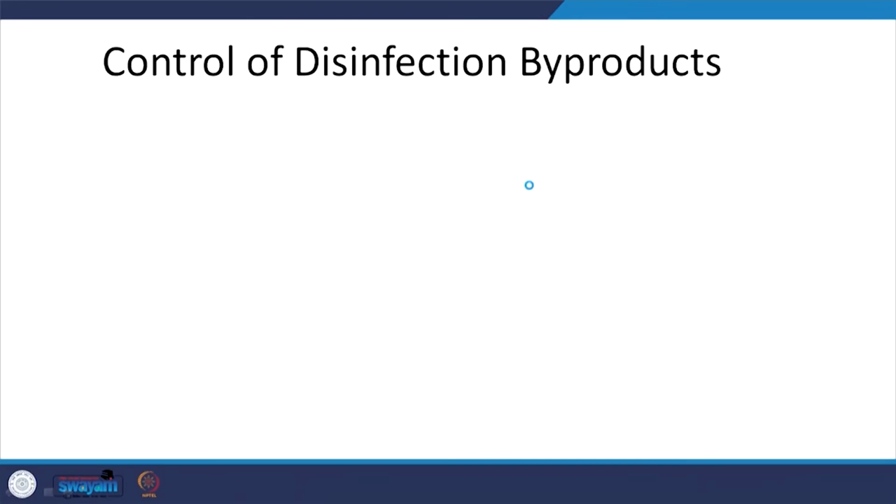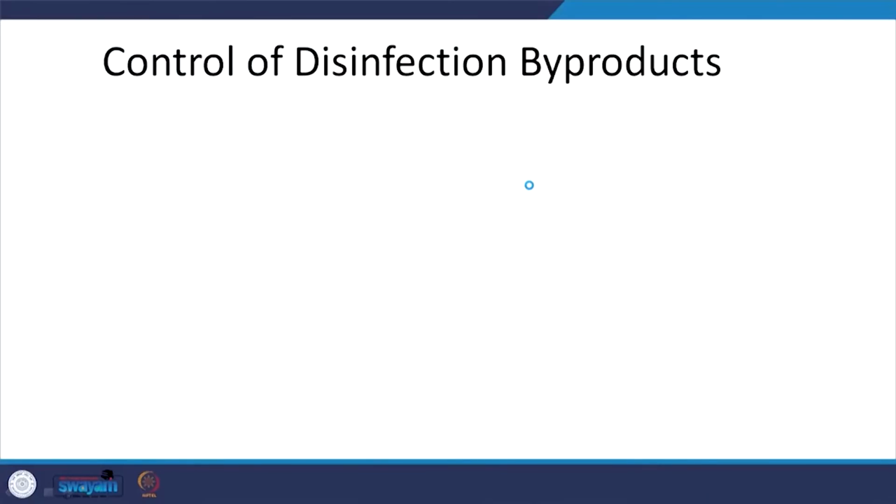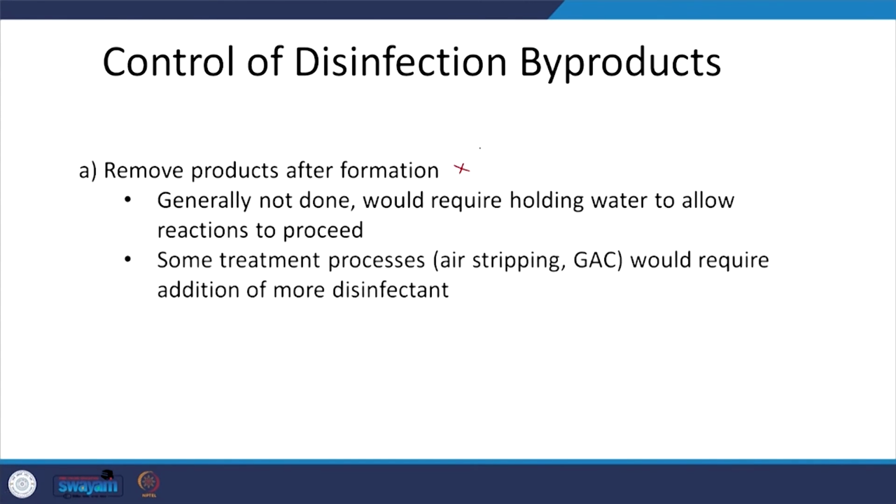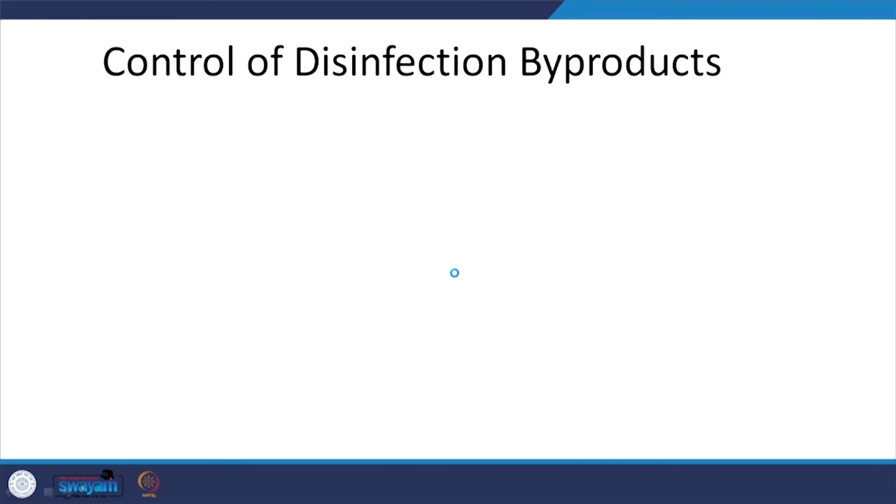So, control of DBPs. After forming the trihalomethanes or haloacetic acids, it's difficult to remove them. Typically you can have organic or hydrophobic compound adsorption onto GAC and such, but that's like creating a problem and then trying to solve it. So typically this is not done. Generally what do we do? Again, air stripping, GAC, addition of more disinfectant, or cost, so that's not something that's usually done.